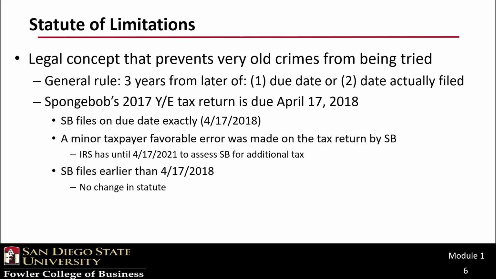If SpongeBob had filed earlier than the original due date, then there is no change in the statute of limitations. It still runs until April 17, 2021. If, on the other hand, SpongeBob had filed on July 3rd, so he extended and then filed on July 3rd, now the statute expires 3 years from the filing date, because that's the later of the due dates.